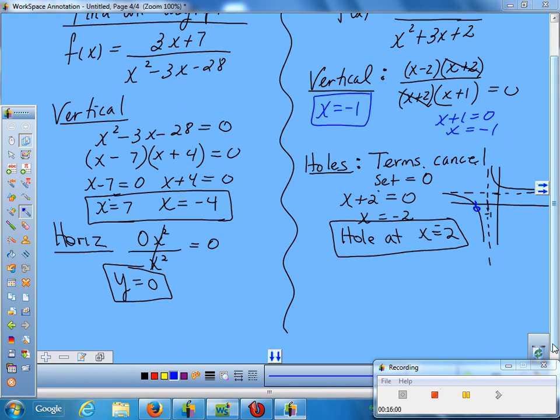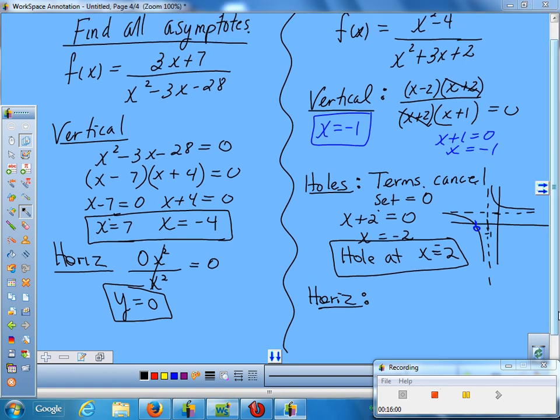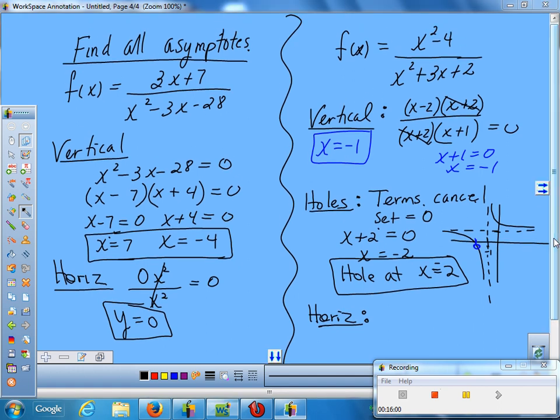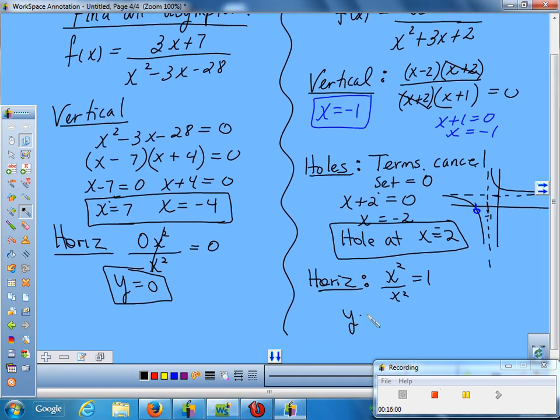Does it have a horizontal? How did we check for horizontals? We use the greatest power term. So I would look up there and I had x squared over x squared, which reduces to 1. So therefore my horizontal asymptote is y = 1. 16 minutes. Thank you.